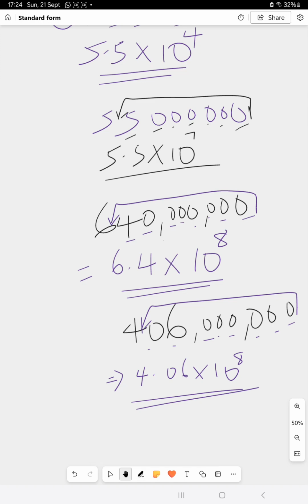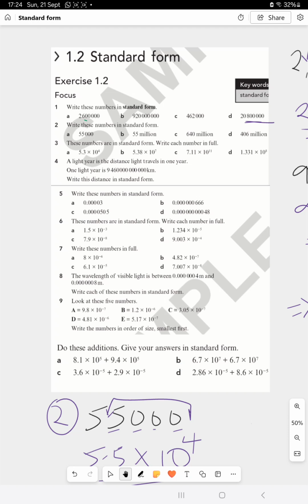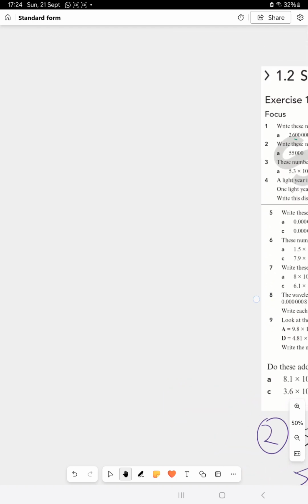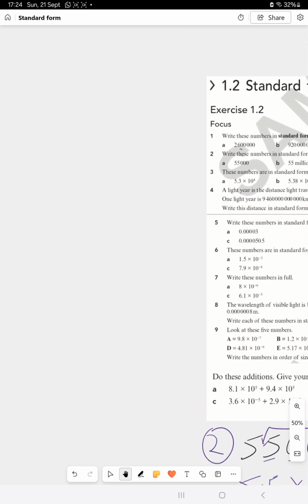Let's quickly go to question 3. You're told these numbers are already in standard form. Write each number in full. And you're given the first one is 5.3 times 10 power 4.